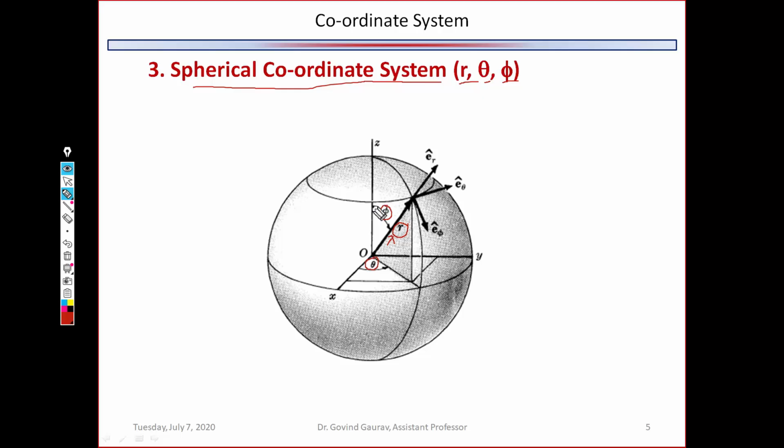Similar to the Cartesian and cylindrical coordinate systems, here we define the unit triads in the case of the spherical coordinate system. These unit triads are in the form of E subscript r, E subscript theta and E subscript phi. The cylindrical and spherical coordinate systems are also known as curvilinear coordinate systems.